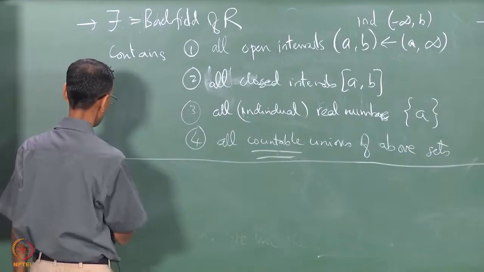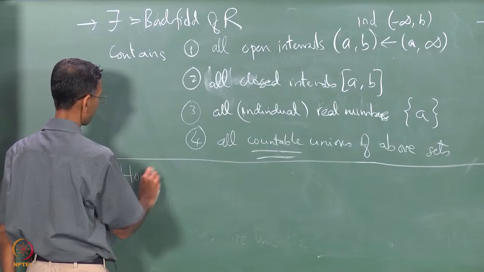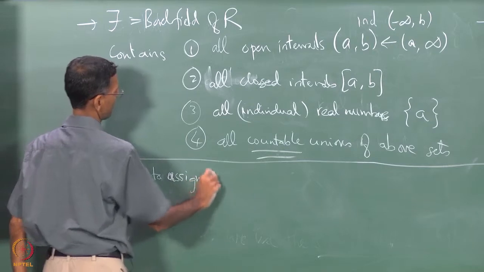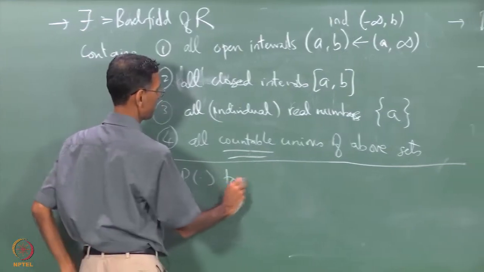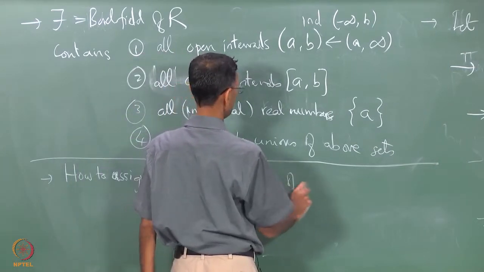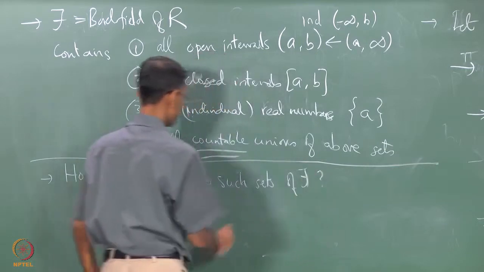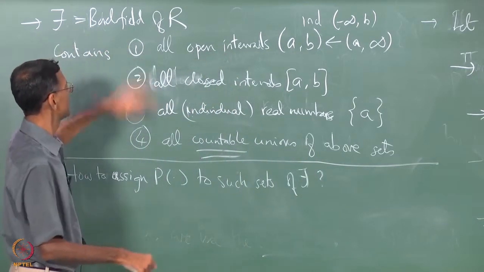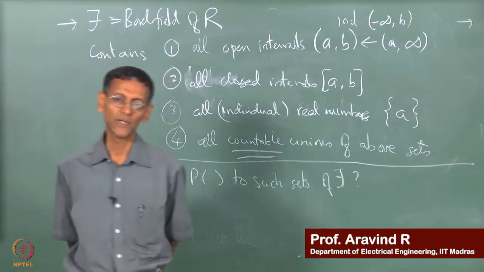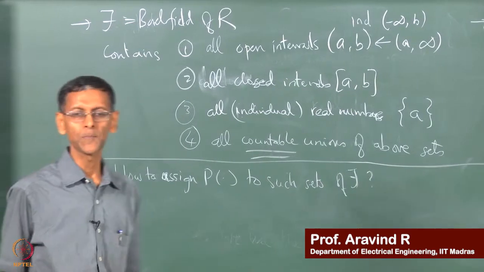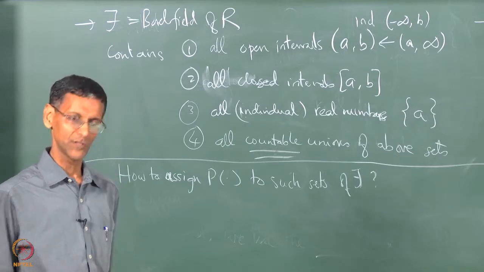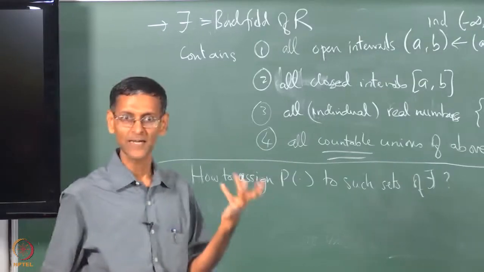So the question is how to assign probability consistent with the axioms, right? Of F, this F. So each of these sets we need to assign a P which is consistent with the right axioms of probability. The most popular way, or the most important way, is to start with a Riemann integrable function, which is a standard integration that we have been studying all along, right.